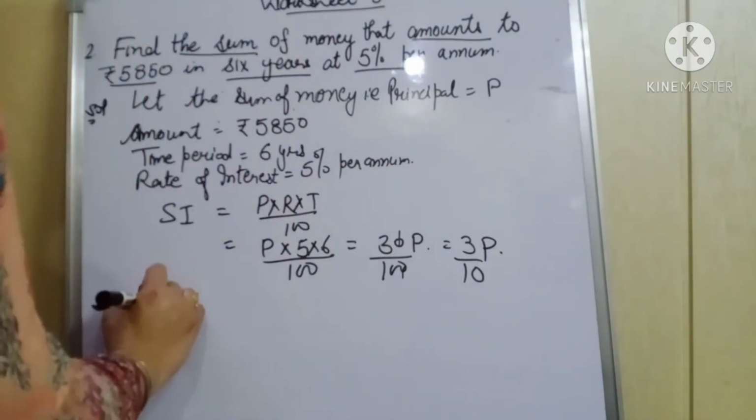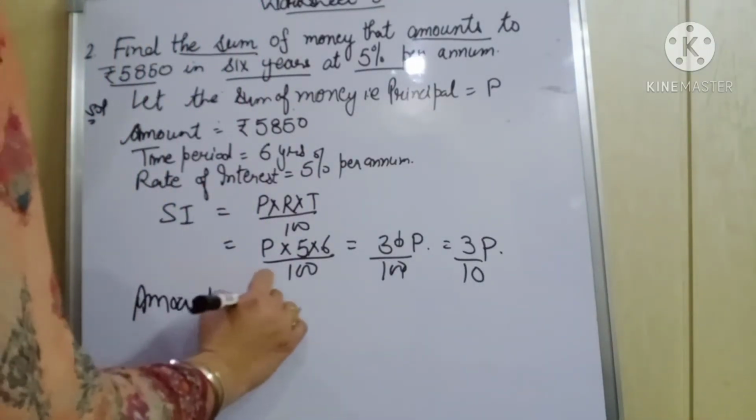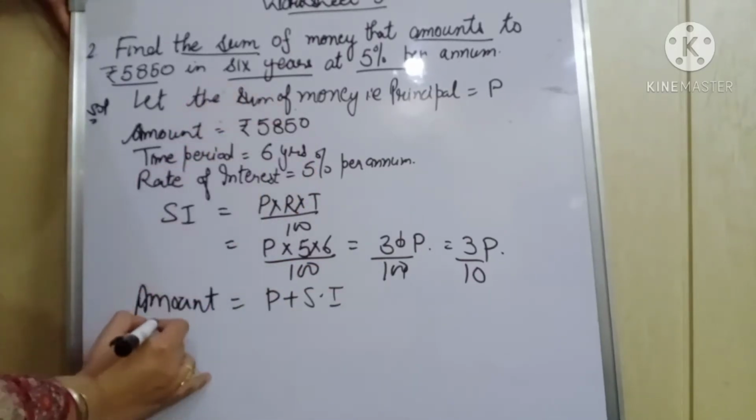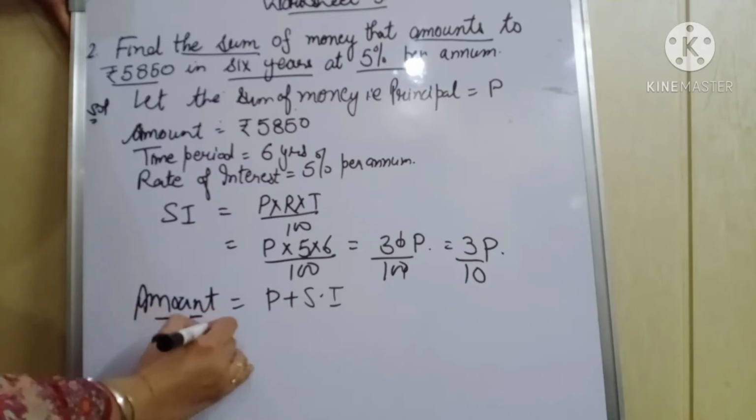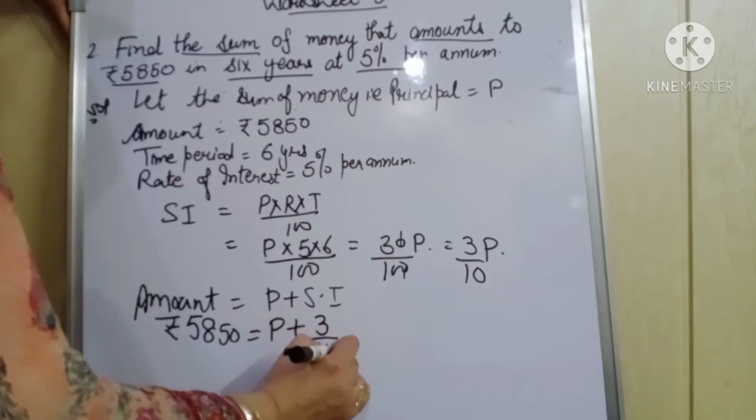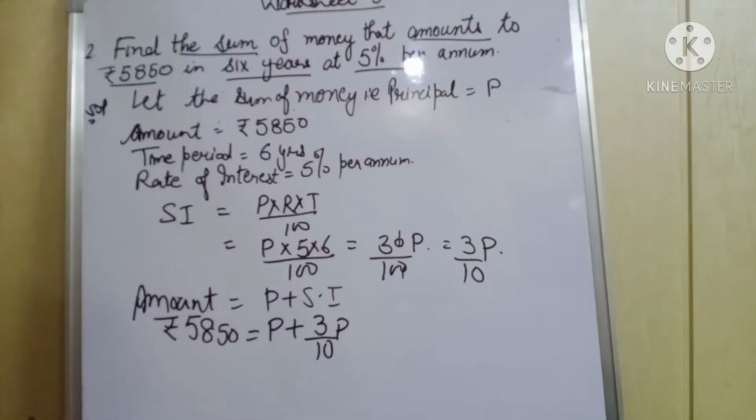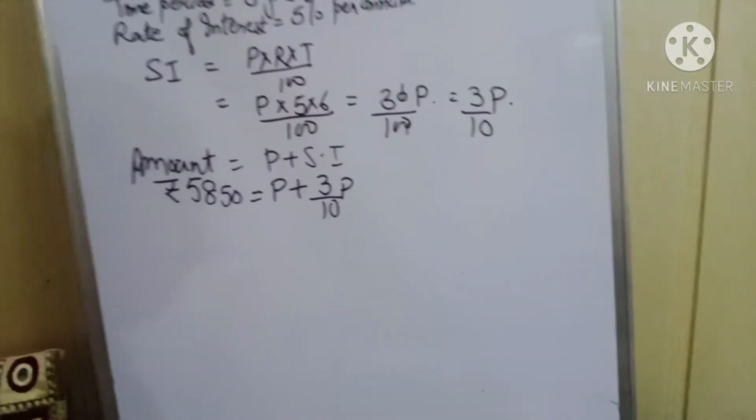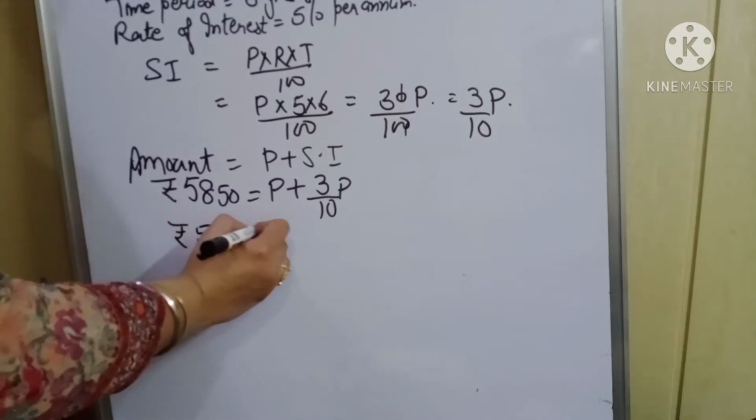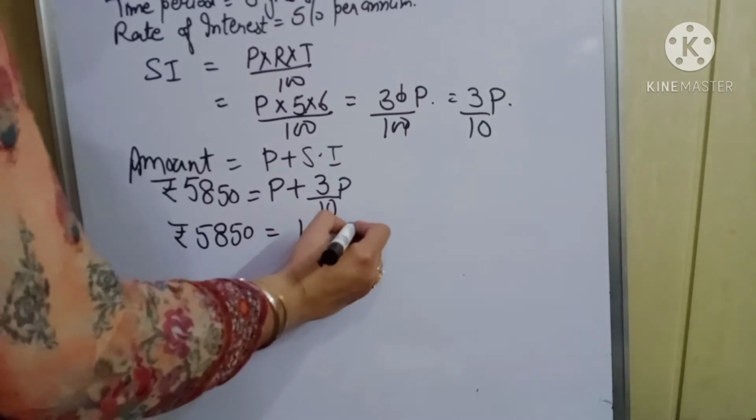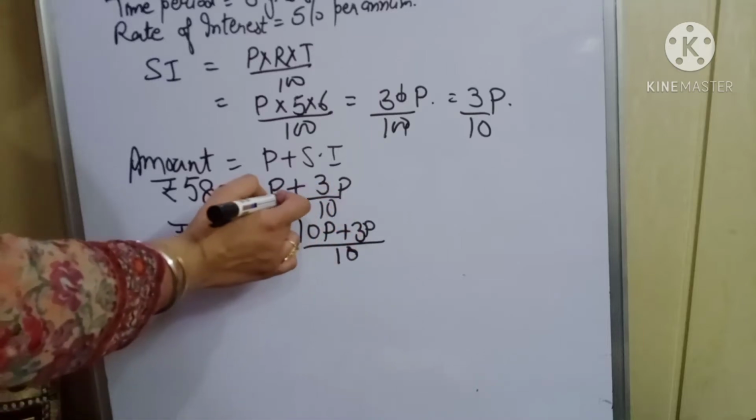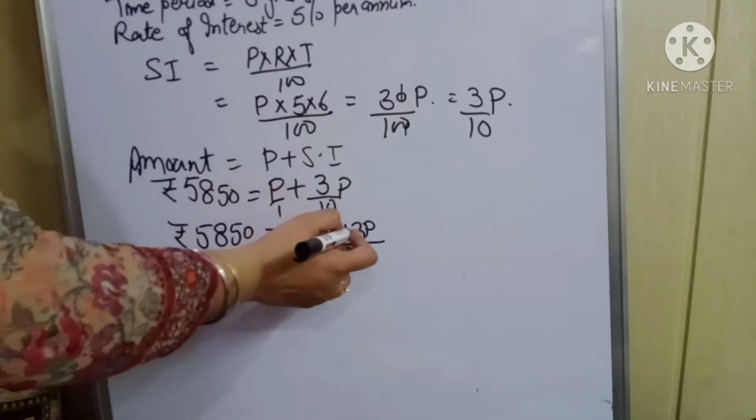Now we are going to calculate amount. Amount is equal to principal plus simple interest. Amount is given to you also, that is rupees 5,850. P is the principal, simple interest 3 by 10 P. You are going to solve it. Rupees 5,850 is equal to 10P plus 3P upon 10. How does it come? I have taken the LCM 10. 10 multiplied with P, 10P plus 3P.